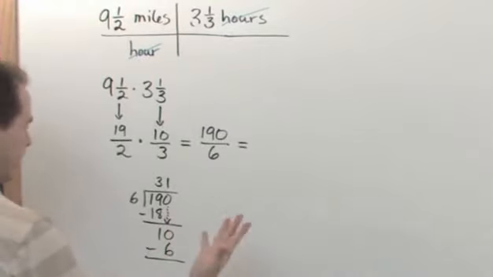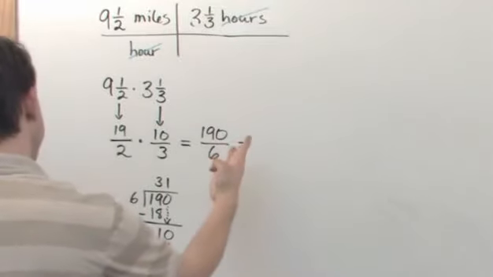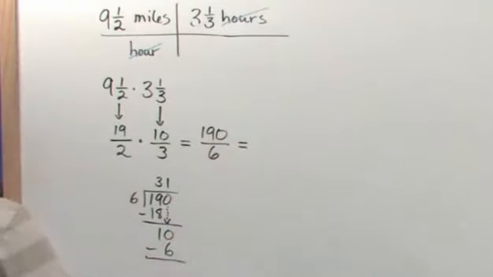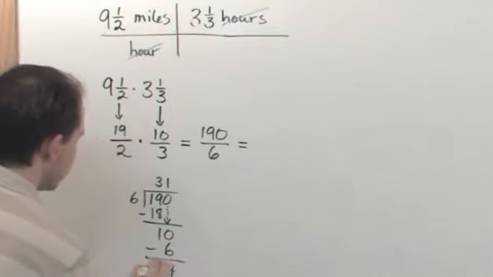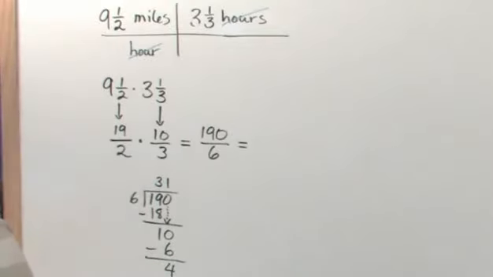You could just do that on your finger, starting at 10. 9, 8, 7, 6, 5, 4. So I took away 6. I have 4 left over. Okay? So you see what happens here.